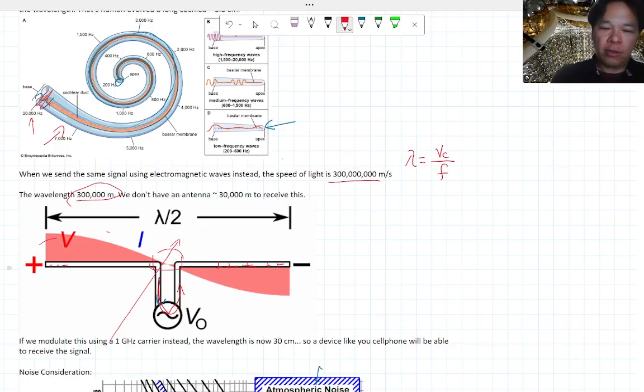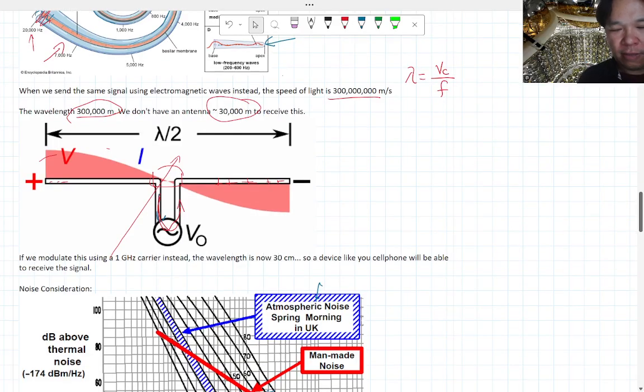So in order to catch something like this, maybe you want something at least about a factor of 10 smaller. So 30,000 meters. That's a big antenna. That's from Turlock to Modesto. That's 30 kilometers. Hopefully you don't see 30 kilometer size antennas everywhere. So that's why in the practical sense, you don't want to send these 1 kilohertz signals around, because you just don't have antennas that can receive them.